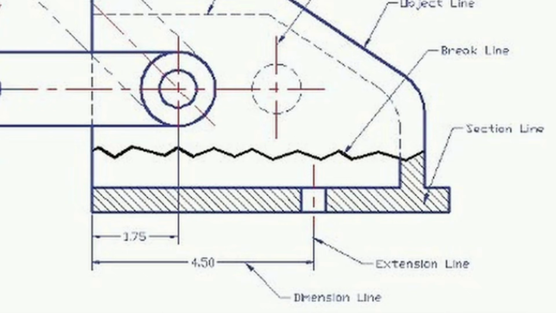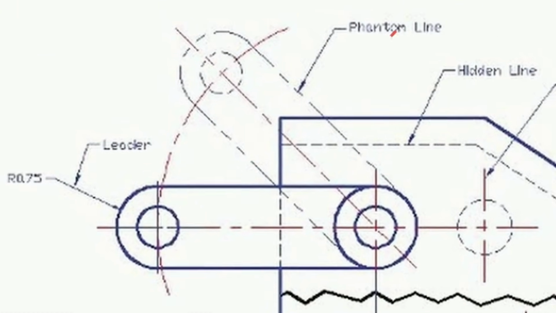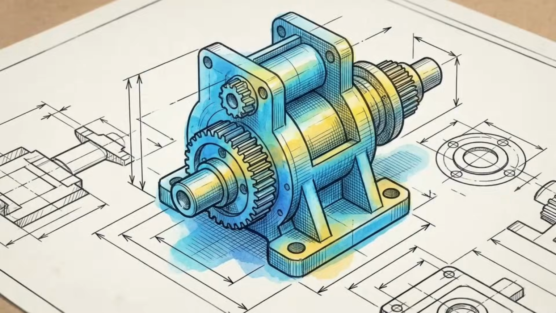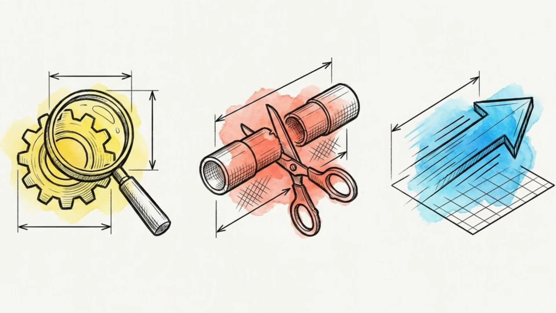This diagram shows a thick, jagged boundary, a break line, indicating a long part has been shortened to fit on paper. At the top left, a thin line with long and short dashes outlines a lever. This phantom line maps moving parts in an alternate position. These specialty lines allow engineers to break the physical rules of paper. They reveal deep internals, shorten massive objects, and show motion on a completely static page.